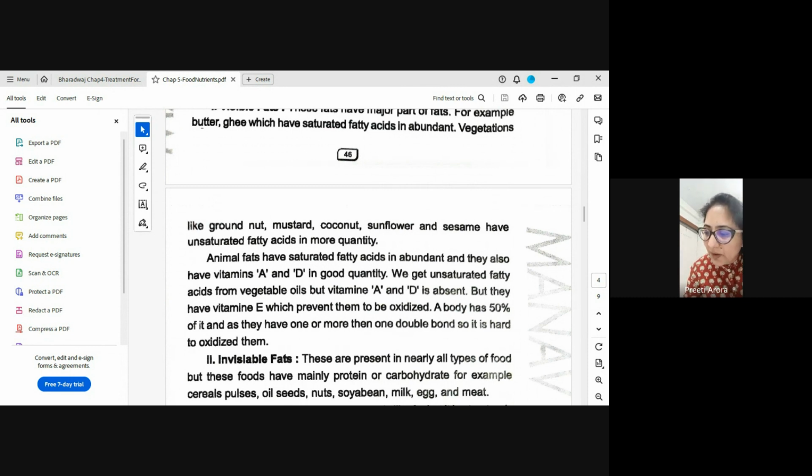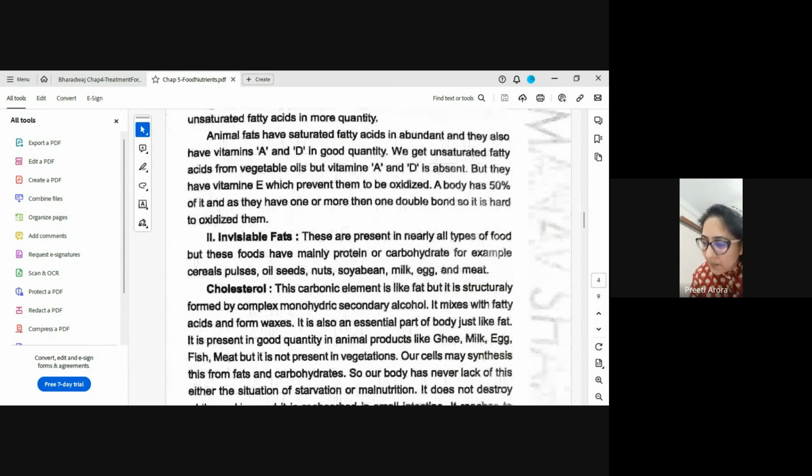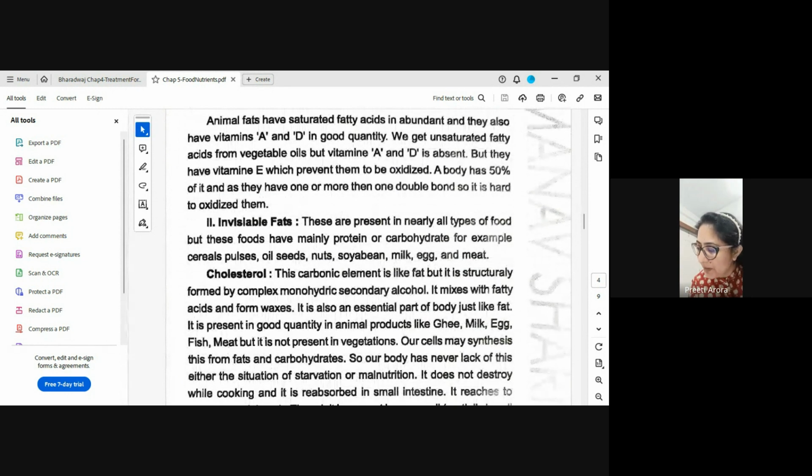Then you have the invisible fats. Now, invisible fats, as the name implies, cannot be easily seen, but are present in the food in varying amounts, such as the fat content in your milk, the nuts, the meat, pulses, all of these.